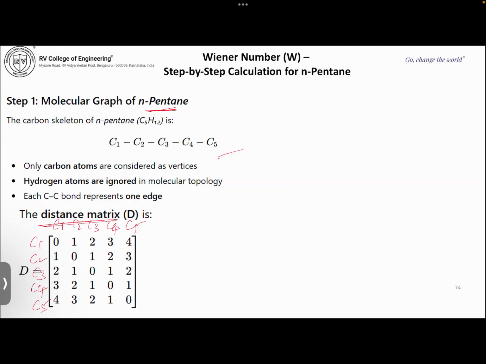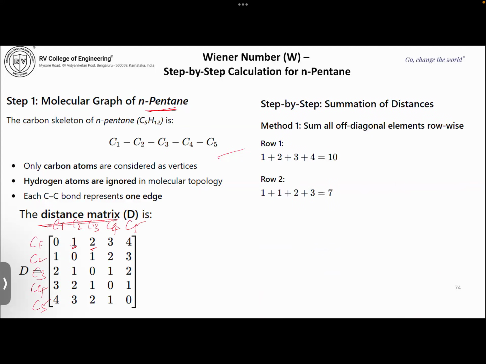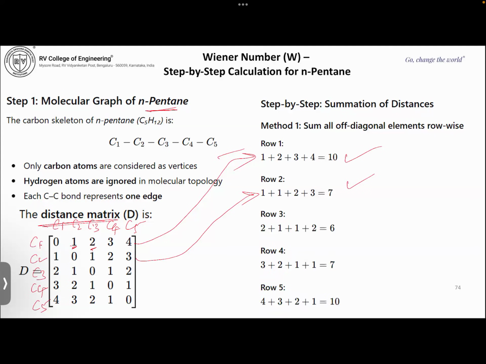So C1 to C2, they're separated by 1. And C1 and C3, they're separated by 2 bonds. So 1 plus 0 plus, then you should add all of them. So this is row 1. You should add 1 plus 2 plus 3, it will be 10. And then row 2, it will be 7. Then row 3, it will be 6. Row 4, it will be 7, the sum of all the diagonal elements. And row 5, it will be 10.